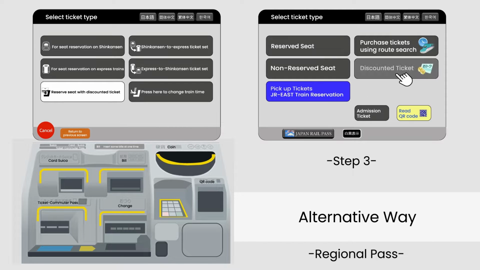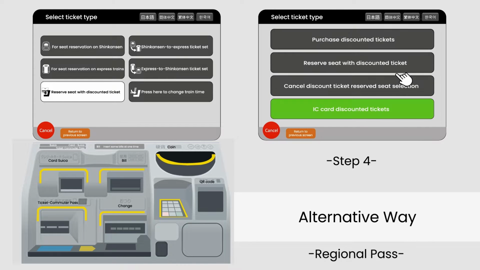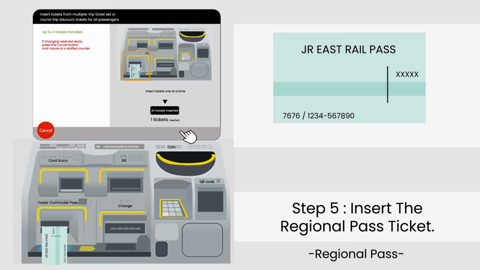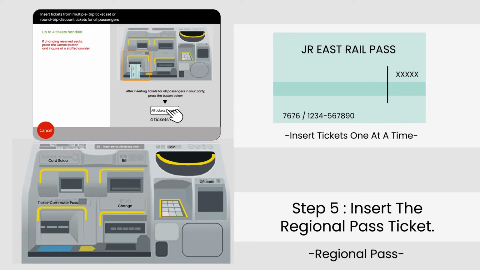Another way is by selecting the Discounted Tickets button for Step 3. Then select the Reserved Seat with Discounted Ticket button for Step 4. Step 5 is the same for both methods. Step 5. Insert the Regional Pass ticket. Insert your Regional Pass ticket into the machine, one at a time if you have 4 tickets. You can only insert up to 4 tickets in one reservation. Once done, select the All Tickets Inserted button.